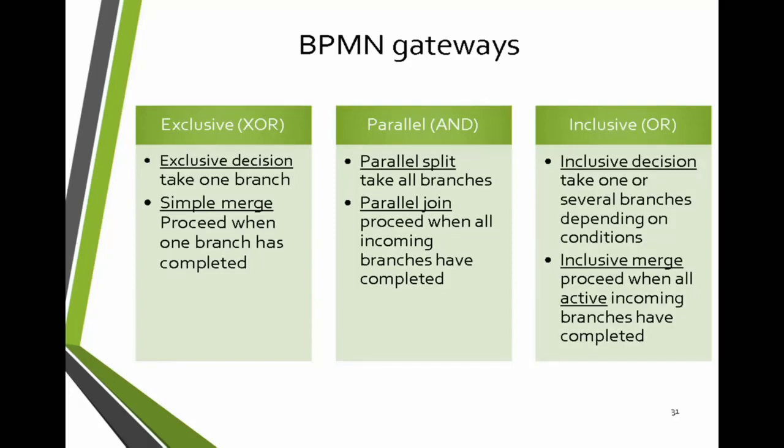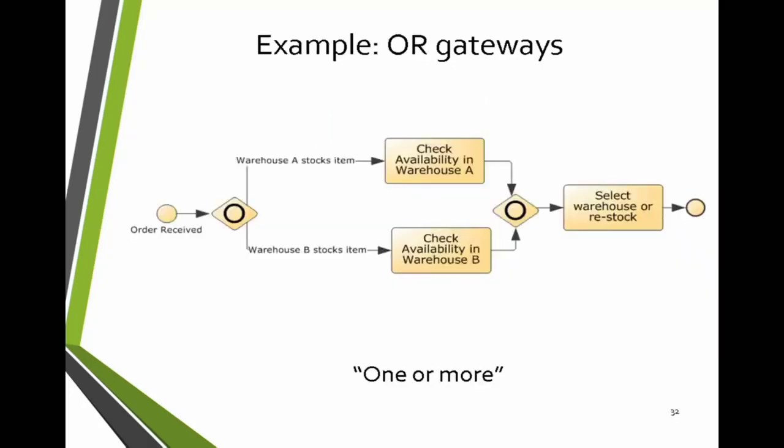So it's the most flexible gateway that exists, basically. It is typically used to model the concept of one or more, right? A good example is given here, a very small example. Suppose you receive an order, and in this order, multiple items are listed. Depending on where these items are sourced and stored, you might need to check availability in two different warehouses.